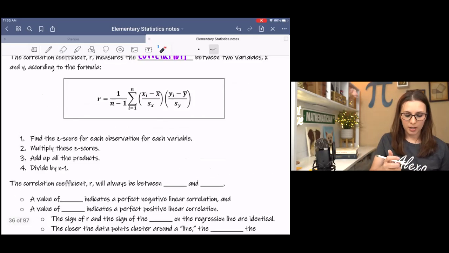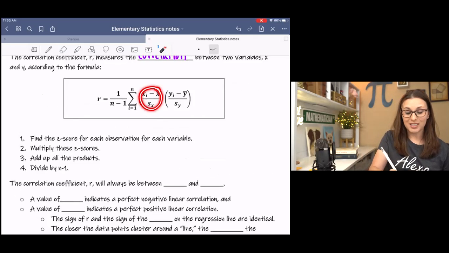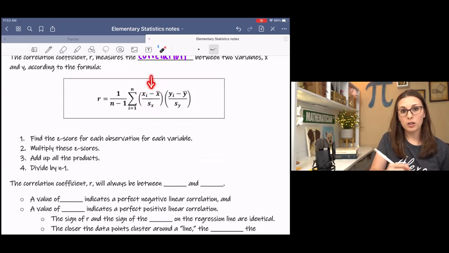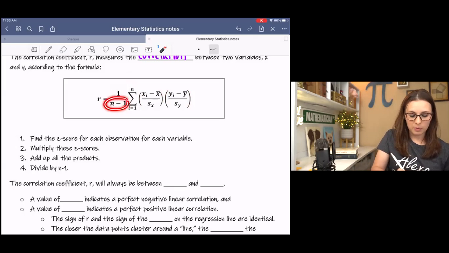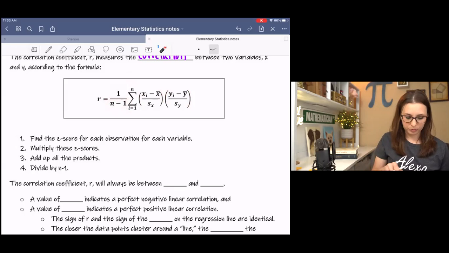Basically what's happening is this is the formula for a z-score. We're finding the z-score for every single x value in the x variable, and then every single y value in the y variable, multiplying those z-scores together, adding them all up, and then finding basically an average of the sample. This n minus 1 means sample.